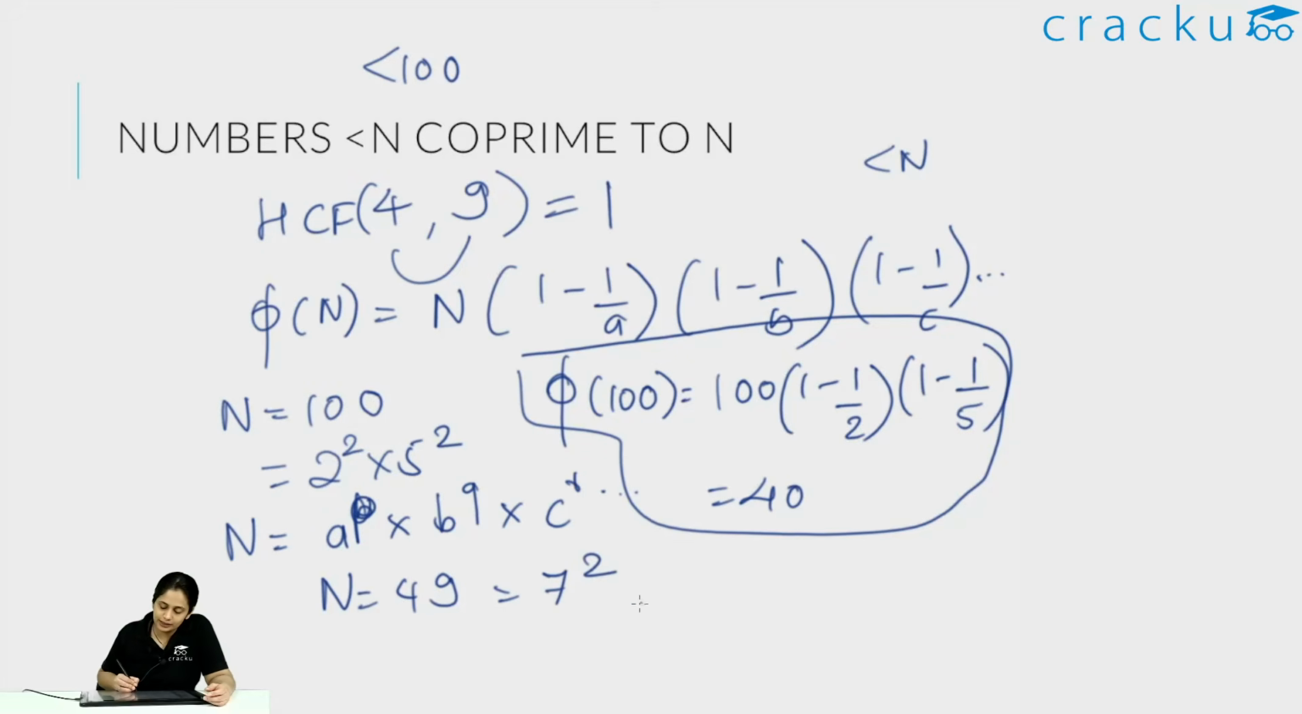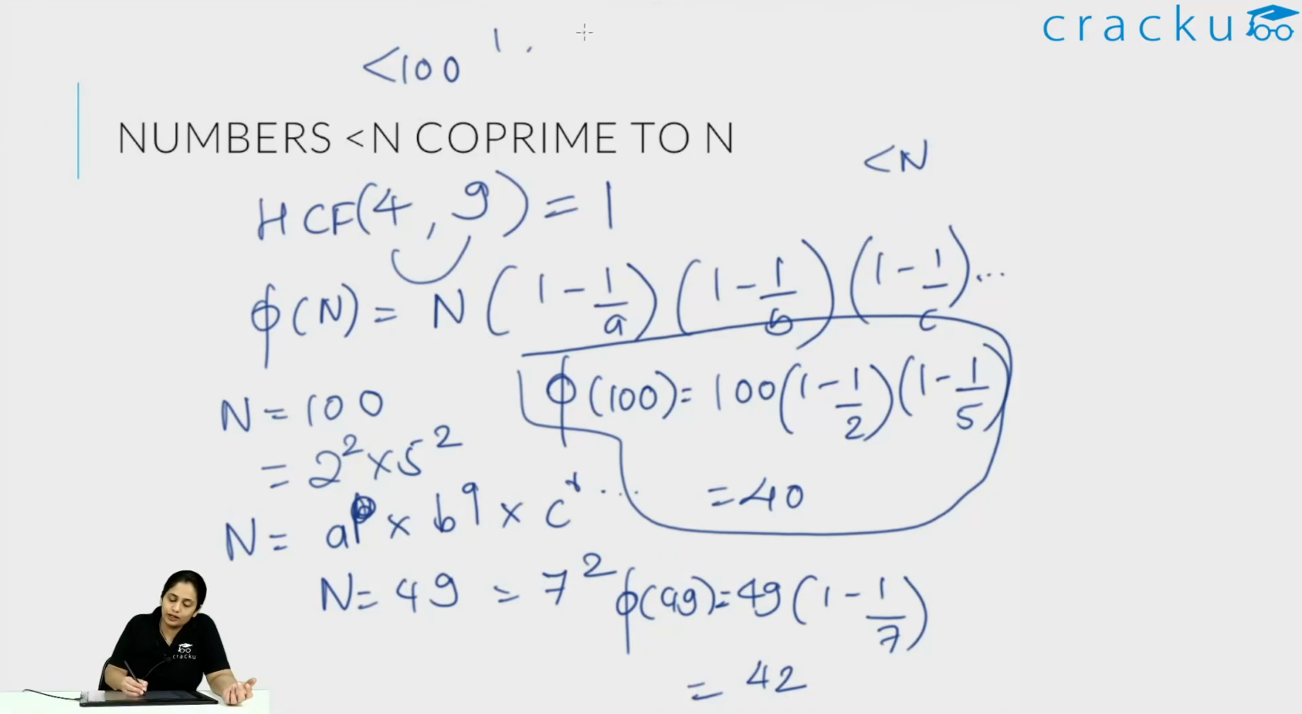So similarly, you can say phi of 49 is equal to 49 into 1 minus 1 by 7. So that is equal to 6 by 7. So that is equal to 42. So there are 42 numbers which are less than 49 which are co-prime with 49. Now if you think of it logically, you can write 1, 2, 3, 4, 5, 6 till 49. Essentially, you will be removing only the 7 numbers which are multiples of 7 which are less than 49. So you will be ending up with 42 numbers which are essentially co-prime with 49.